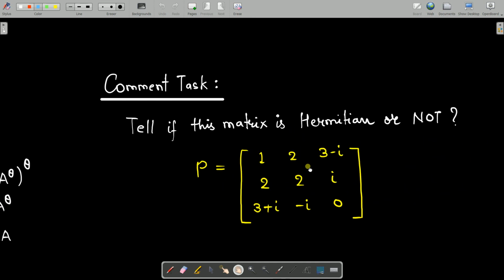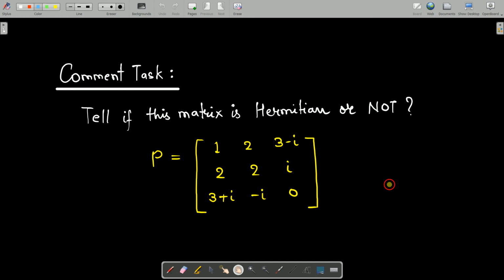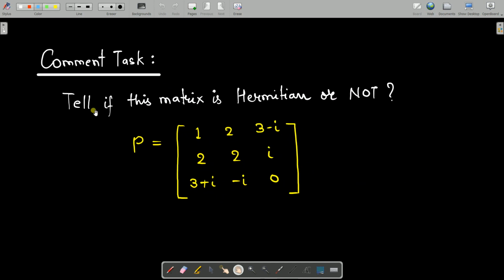Fine. Now if you have understood what a Hermitian matrix is, here is one task for you: you need to tell whether this matrix P is a Hermitian matrix or not. Please solve it and do comment in the comment box.